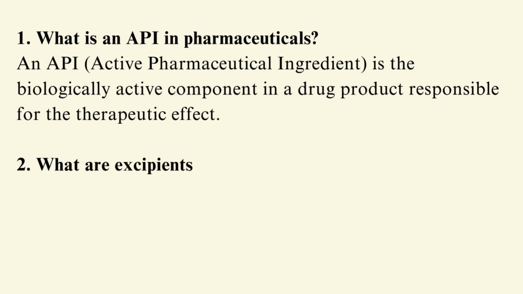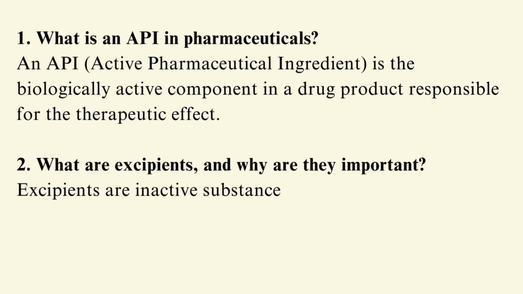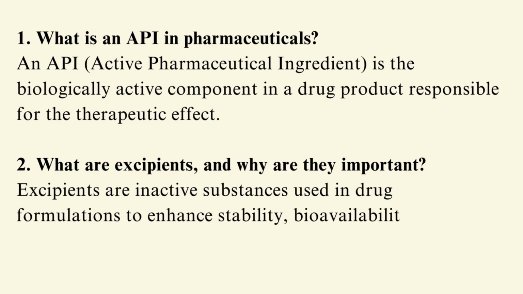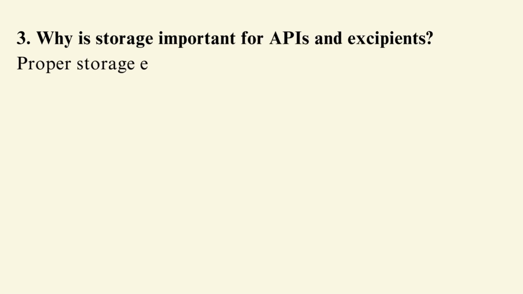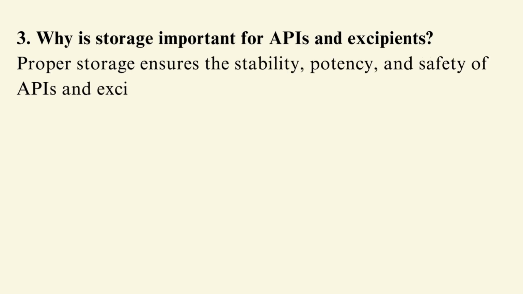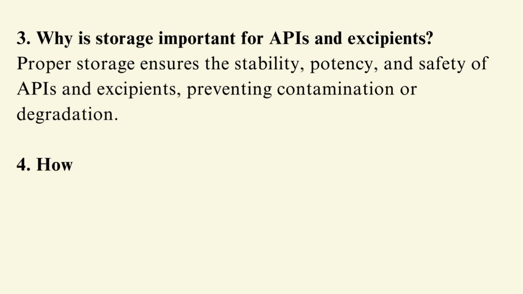What are excipients, and why are they important? Excipients are inactive substances used in drug formulations to enhance stability, bioavailability, or ease of administration. Why is storage important for APIs and excipients? Proper storage ensures the stability, potency, and safety of APIs and excipients, preventing contamination or degradation.